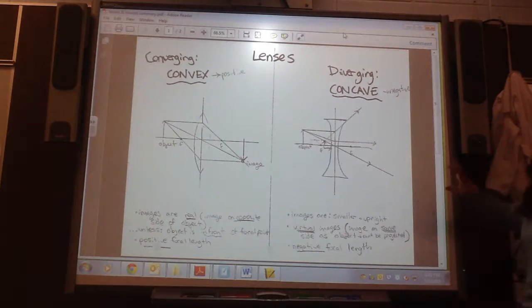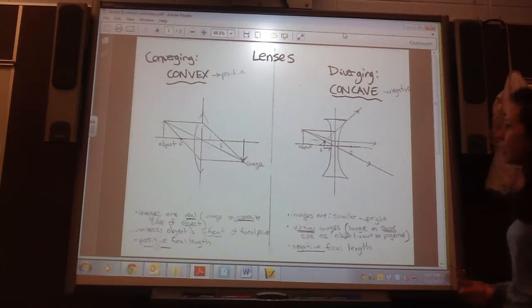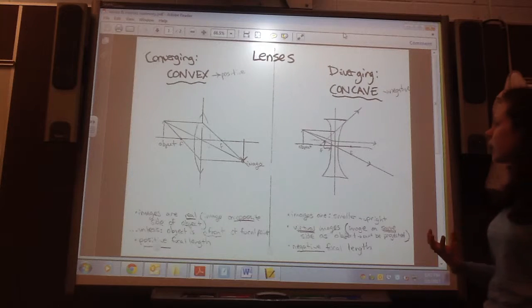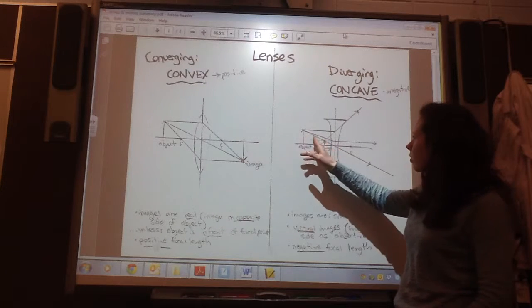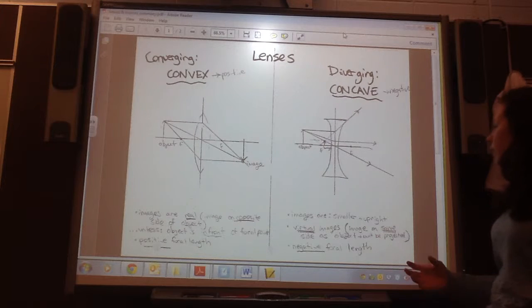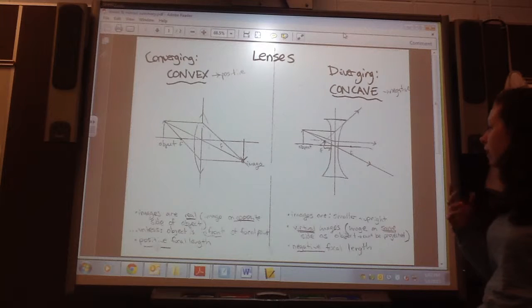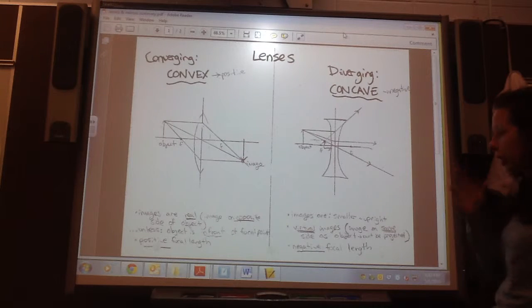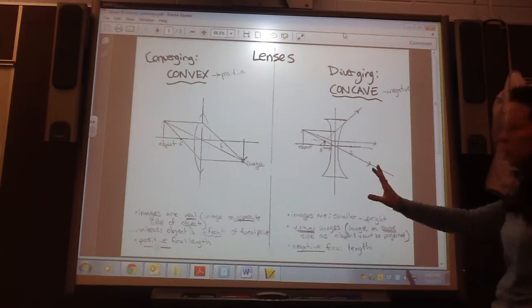For concave, they are called our diverging lenses, or we can also say that they're negative lenses. For these, the images are always smaller and upright, so they're always kind of right here. They are always virtual images. That means that the image is on the same side as the object, and they can't be projected onto a screen. They will have a negative focal point. So that's all about lenses.